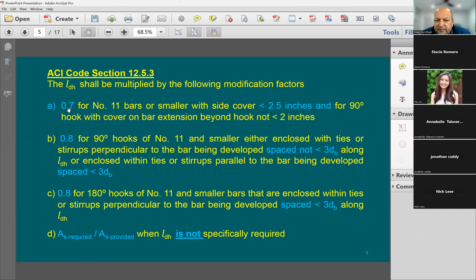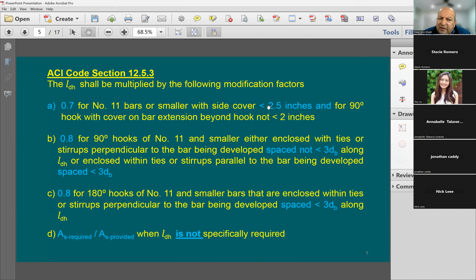It says here, you have this LDH can multiply by 0.7, which means that you can make it shorter if the rebar size can be number 11 or smaller. When you have the side cover, it's going to be less than 2.5 inches for 90-degree hook. So I see here that CB is going to be also included, but I'm not going to have an equation for it and it doesn't go as a number. If you recall the other one, it has a CB equation. You need to solve for CB and then put it in your equation.